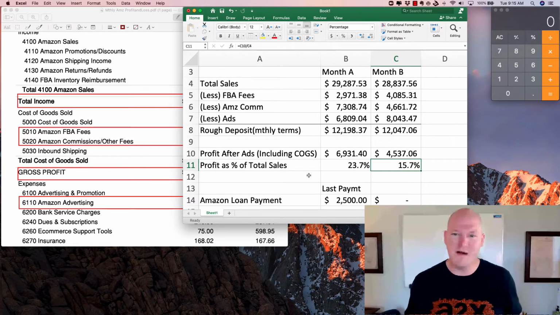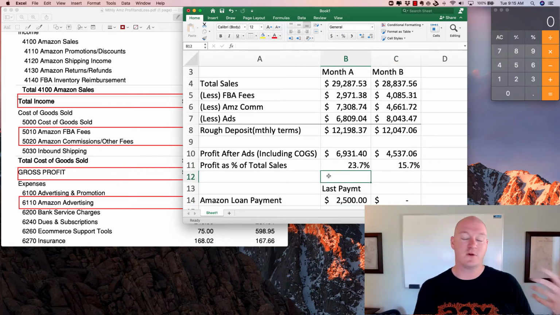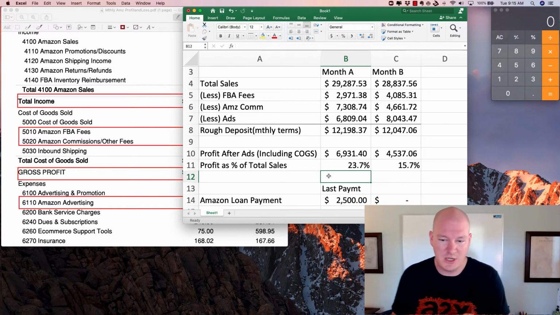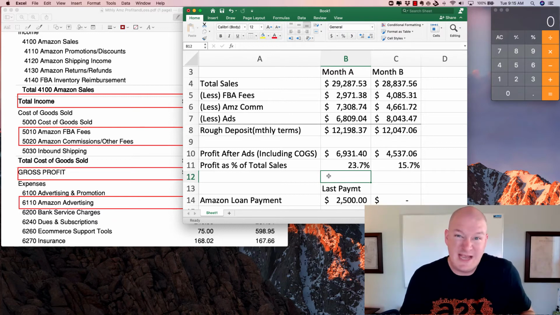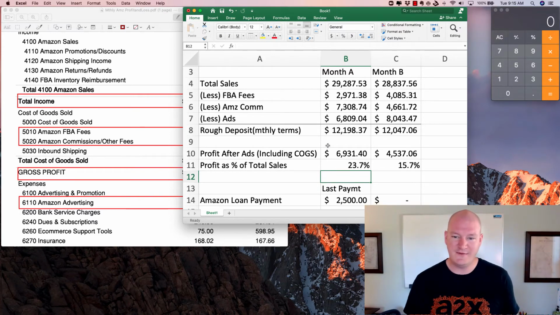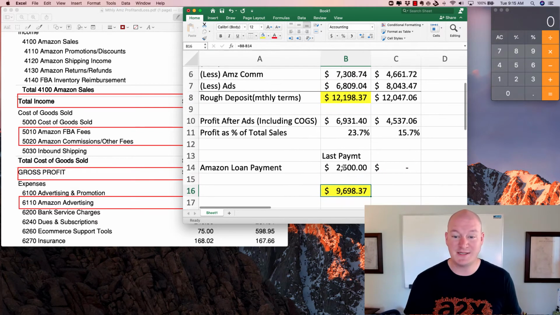What if that month A actually included a final payment for an Amazon loan? Because you've got to remember, for a lot of sellers, not only is advertising flowing through that distribution that comes from Amazon every 2 weeks, but a lot of times they're taking their monthly Amazon loan payments through that same payment. And so instead of getting the $12,198, what if you actually only got that minus a $2,500 payment?